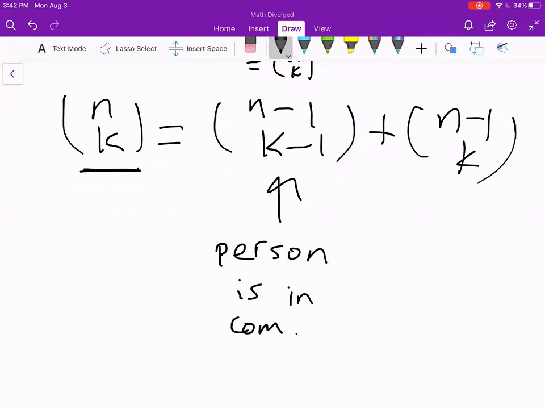And in the second case, we're going to deal with when this person is not in the committee. When the person is not in the committee, then we have n minus 1 people left still.